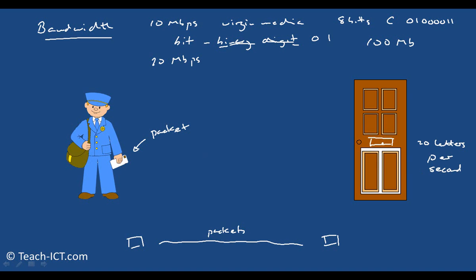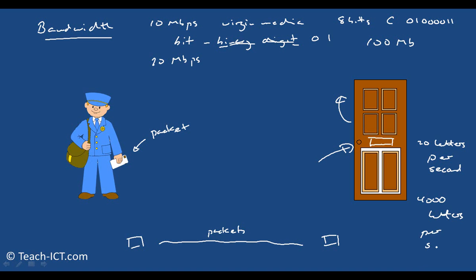20 through that there. Bandwidth, if you increase the bandwidth, it's kind of like opening the entire door. He can deliver as many letters as possible to fit through the door or the letterbox in 1 second. So, if the door is wide open, he can maybe deliver, let's say 4,000 letters per second.